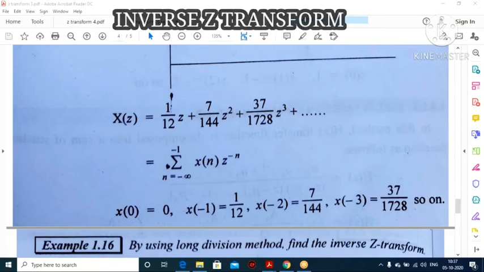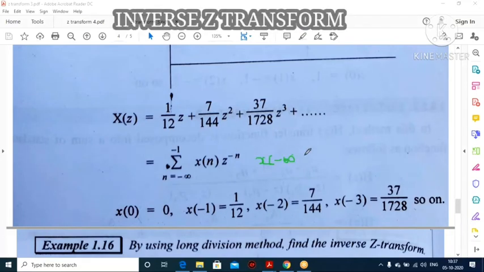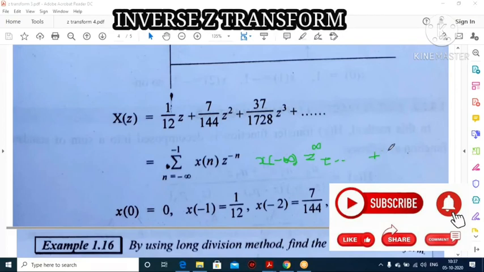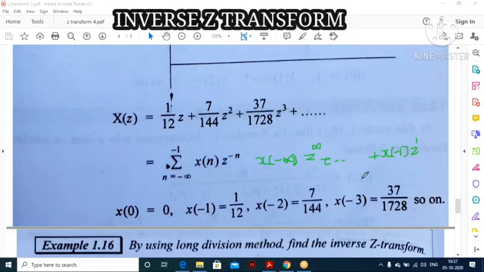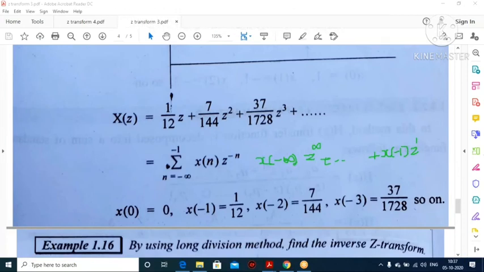When I expand this term, n equal to minus infinity, it becomes x of minus infinity z power plus infinity. So positive term plus etc. goes on. Plus x of minus 1 z power minus 1 into 1 plus 1, etc. up to minus 1. So you start from minus infinity to minus 1.